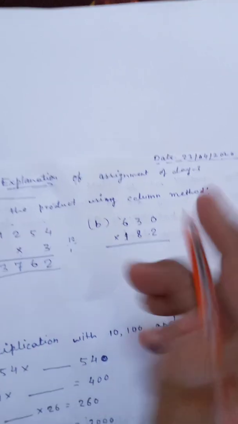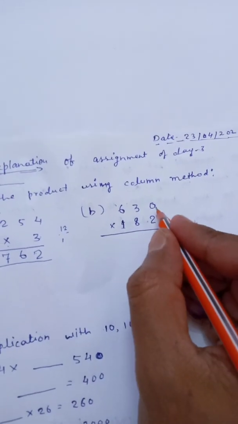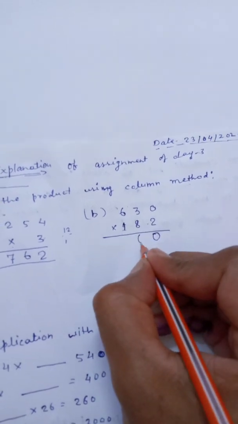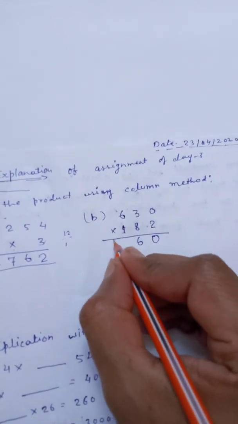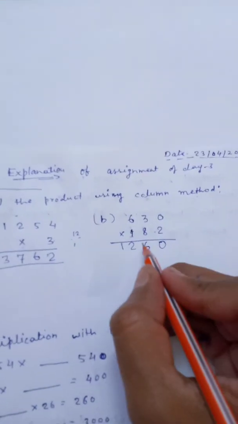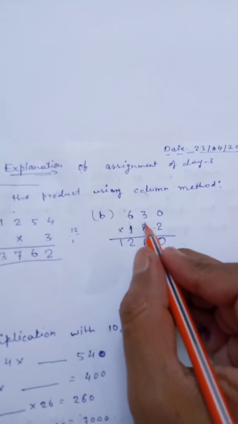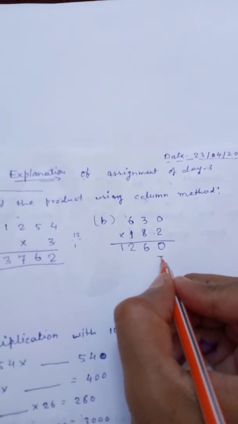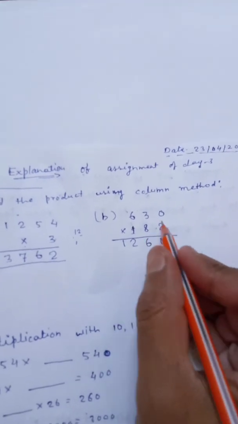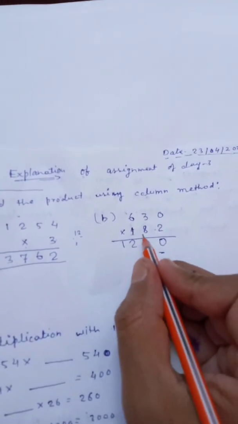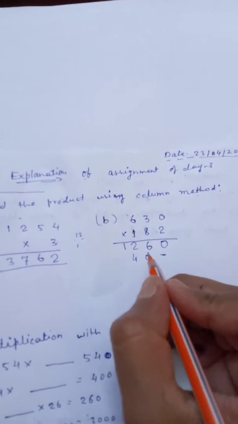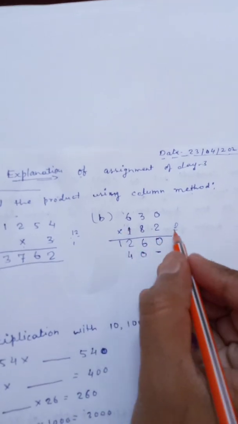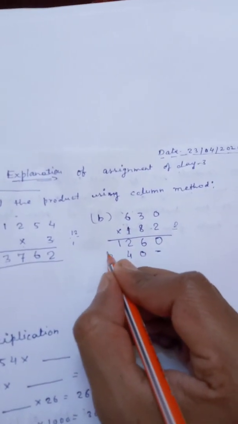Question number B. 2 zeros are 0, 2 3s are 6, 2 6s are 12. When we are multiplying with the digit at the tens place, we will start from the tens place. We will leave this place. 8 zeros are 0, 8 3s are 24. We will write 4 here and carry 2. 8 6s are 48 and 2, that is 50.